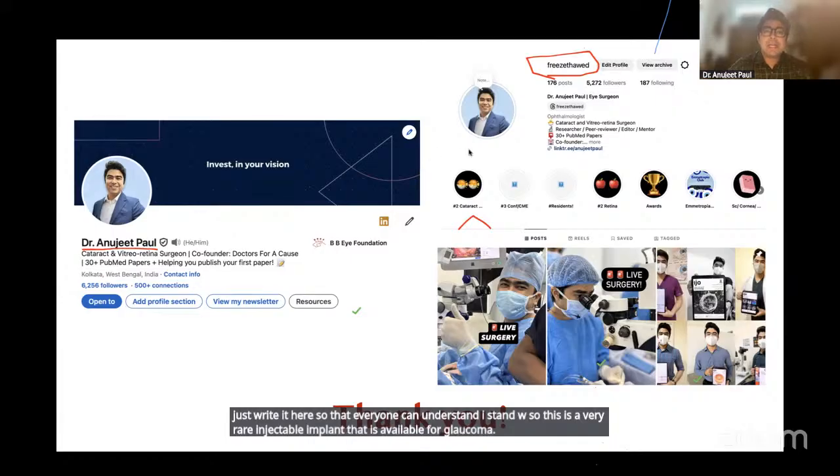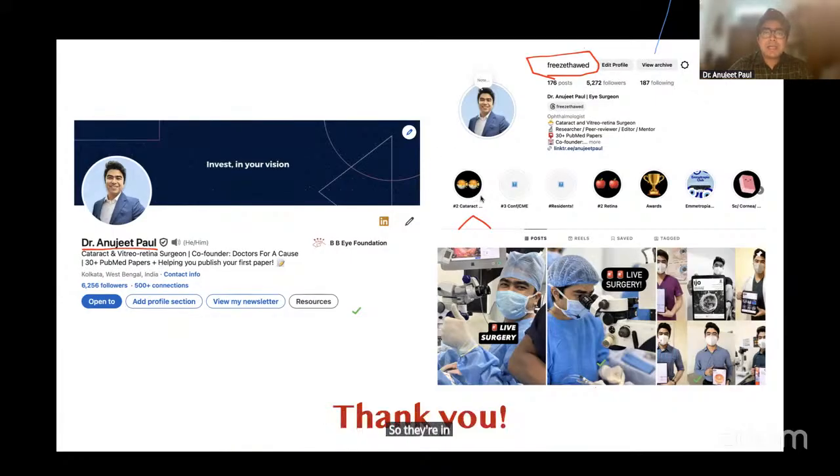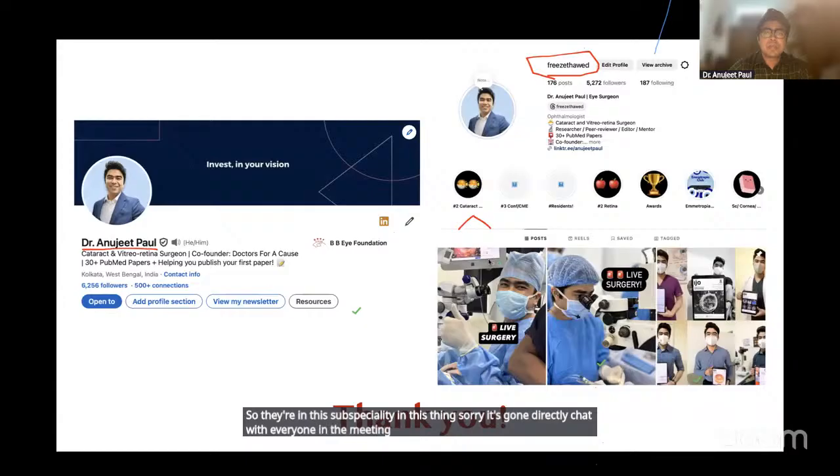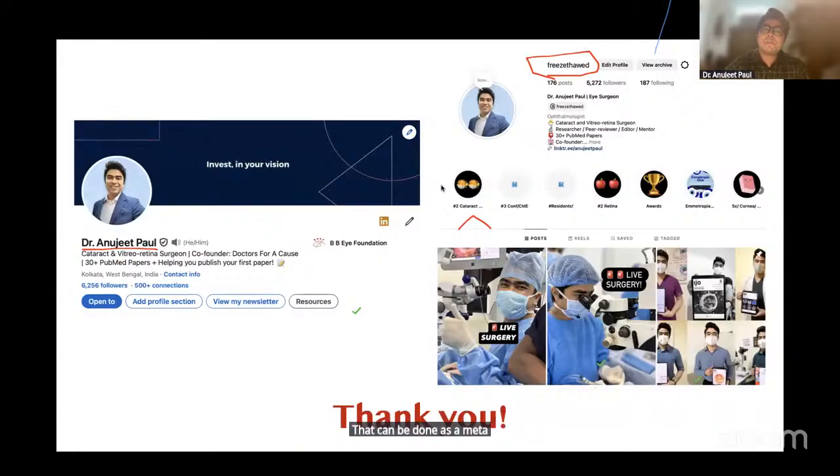So this is iStent inject W. This stent, there have been only 3 lakh implanted, out of which studies have only been done 10 or 15. So if anyone wants to do a meta-analysis on the efficacy of iStent in glaucoma, that can be done as a meta-analysis. So topics of meta-analysis are very difficult to understand in undergraduation.